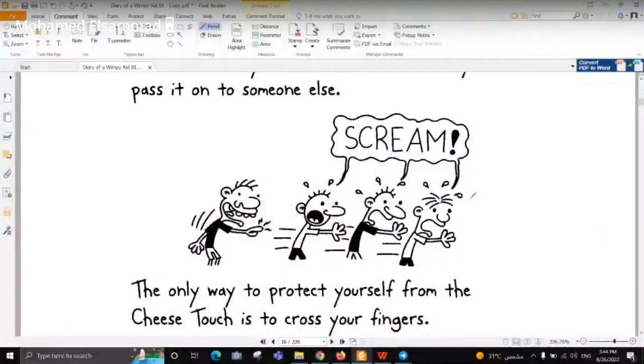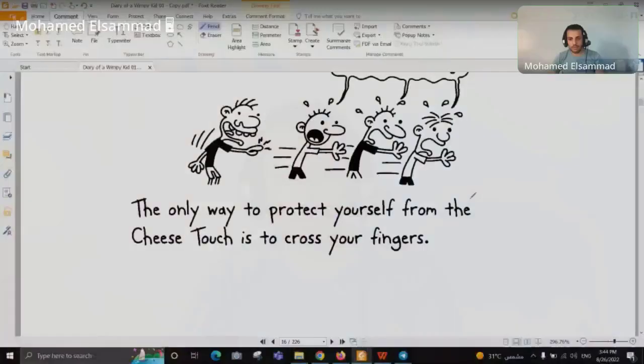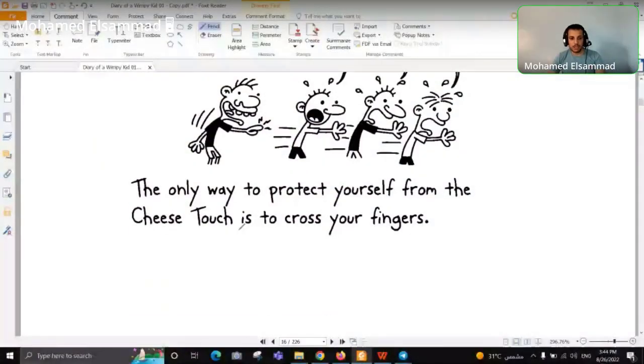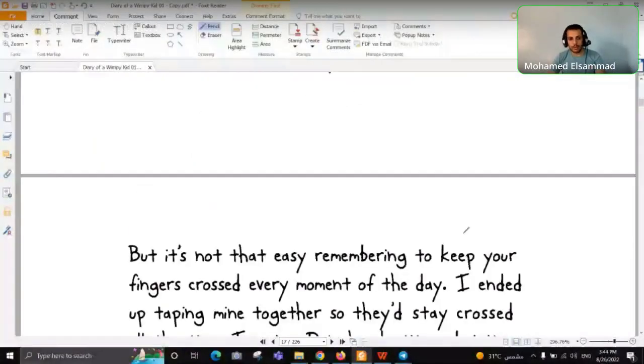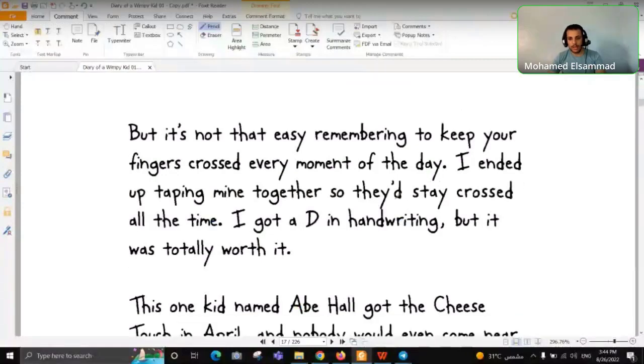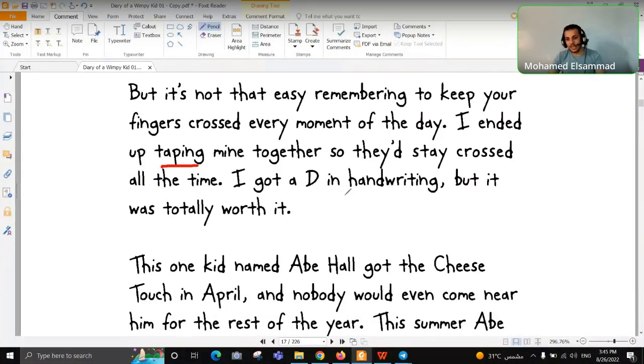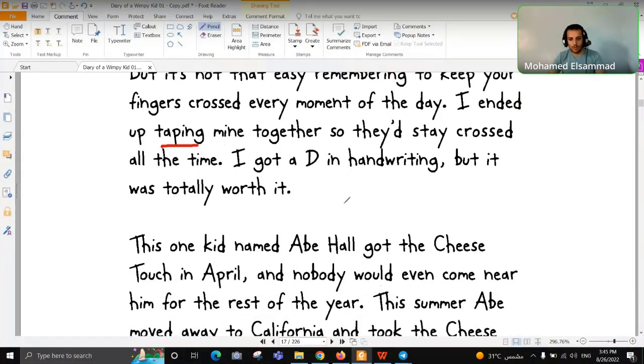So the only way to protect yourself from the cheese touch is to cross your fingers. But it's not that easy, remember, to keep your fingers crossed every moment of the day. I ended up taping, okay, something like a tape, when you put it around something and stick it together, so that they stay crossed all the time. I got a D in handwriting, but it was totally worth it.